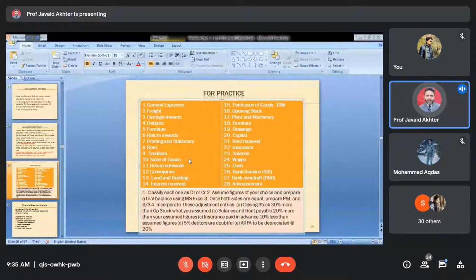Still your trial balance will match. Your profit and loss account will match. Your balance sheet will match. No issues, because these are just figures. But that is why I told you to attempt it in MS Excel.